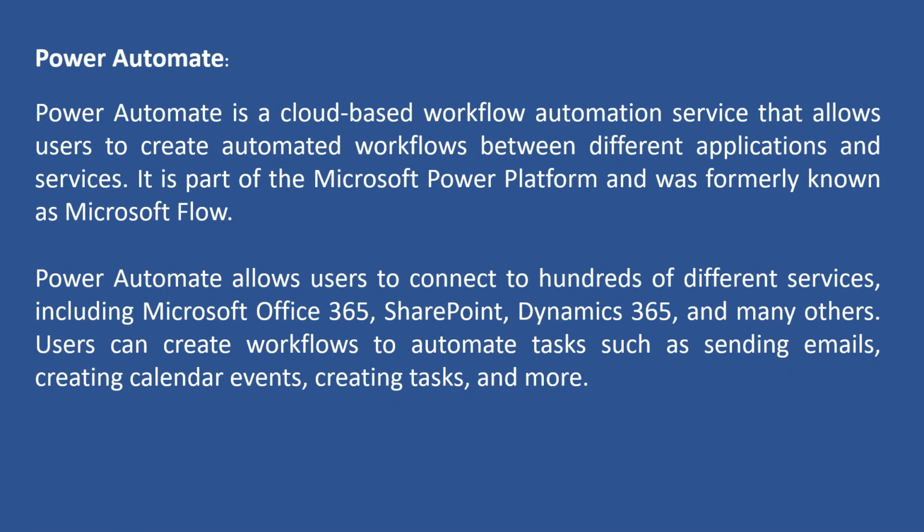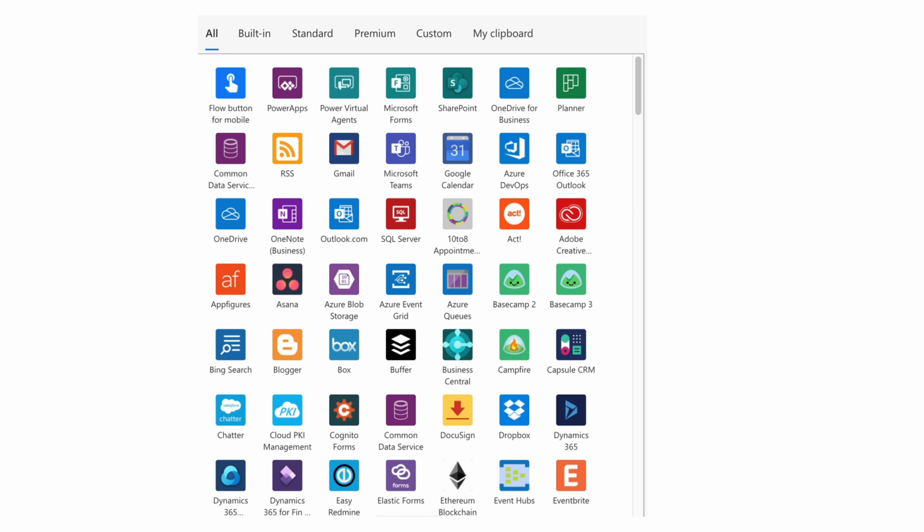Power Automate is a cloud-based workflow automation service that allows users to create automated workflows between different application services. Different applications may be your SharePoint, it could be Dropbox, Twitter, Facebook, or any other services which are available. Power Automate allows users to connect to hundreds of different services, including Microsoft and non-Microsoft services, SharePoint, Dynamics, SQL, Dataverse, and so many other things. You see, these are the different connectors which we can connect using Power Automate.